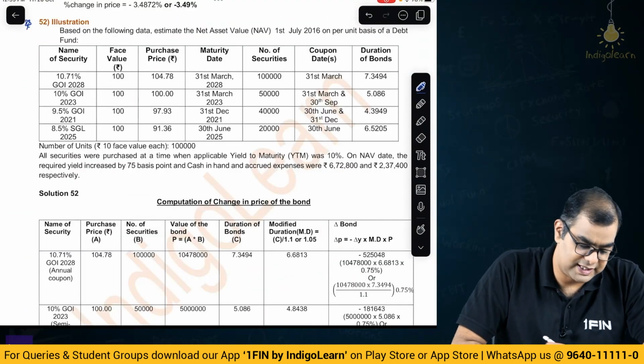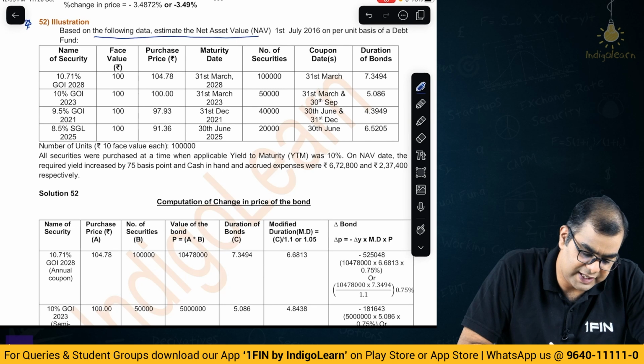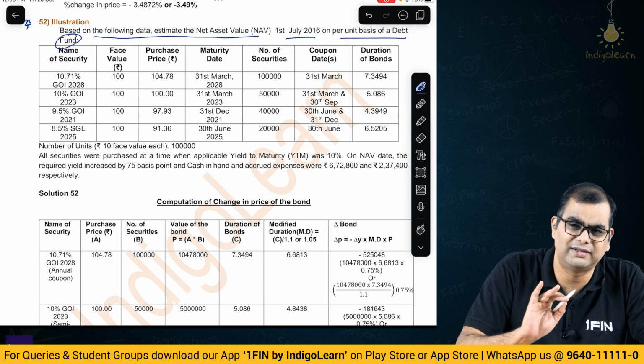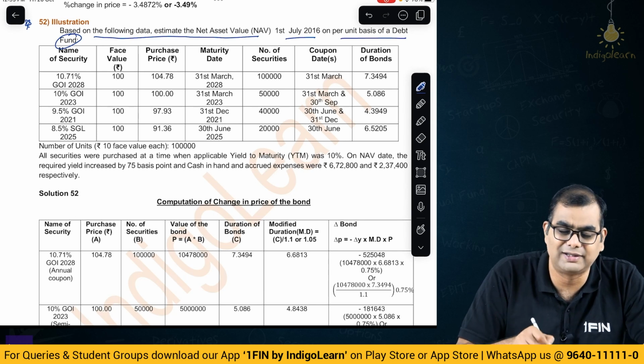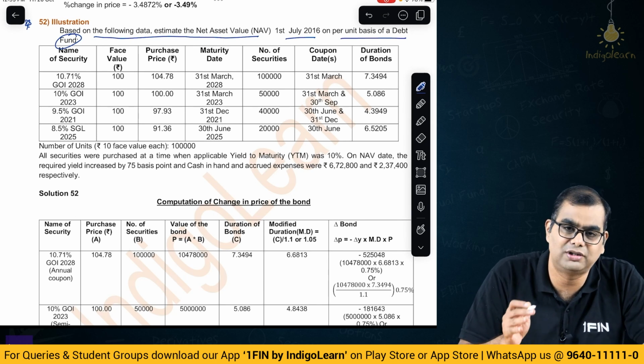So friends, let us look at this next question. Based on the following data, estimate the NAV on 1st July as per unit basis of a debt fund. Okay, forget the mutual fund concept. We will learn that. If you already revised it, it is no problem, but there is no major fancy thing around the unit value.